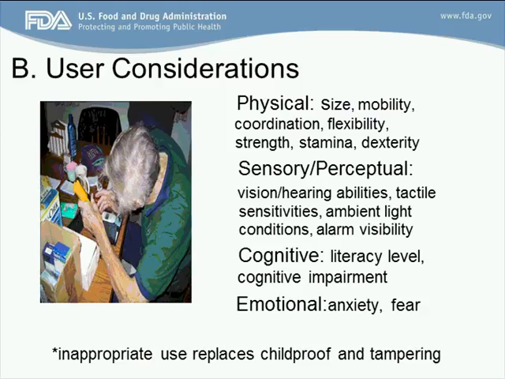Okay, so the second area that we're going to be looking at are user considerations. So you have your environment, your user, and your device design. So this is the second one with user considerations. A lot of times people consider home use devices to be over-the-counter and they need to have instructions for use to be used by somebody at the 7th or 8th grade level. That's a minor piece of this whole. There are many prescription devices that are going out into the hands of the lay user, and you need to think about that user as you're designing your device.